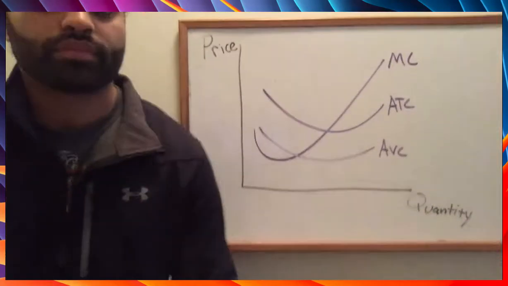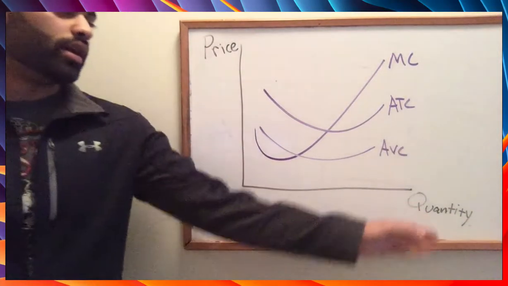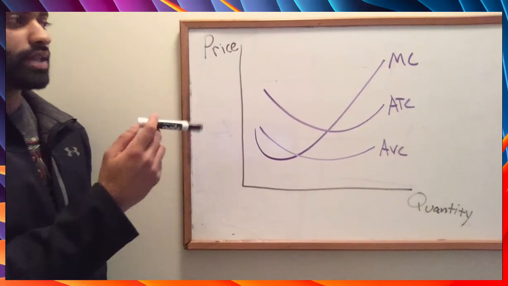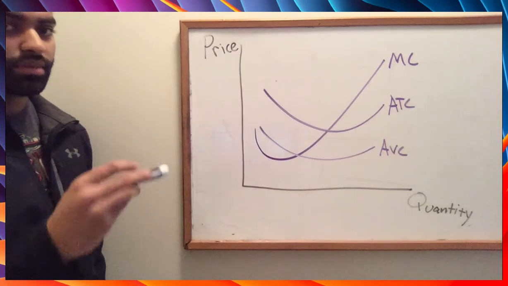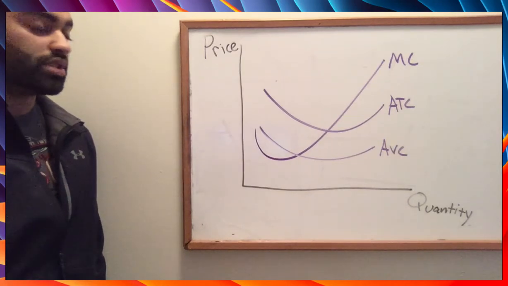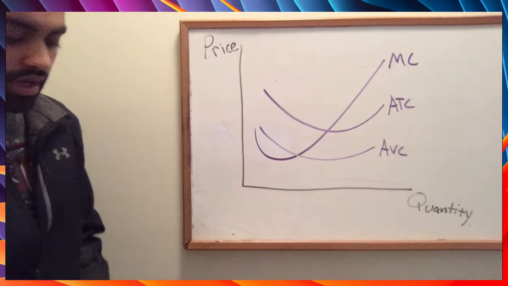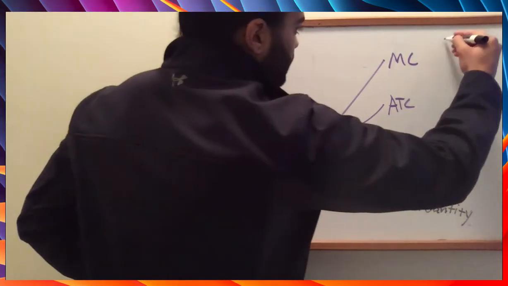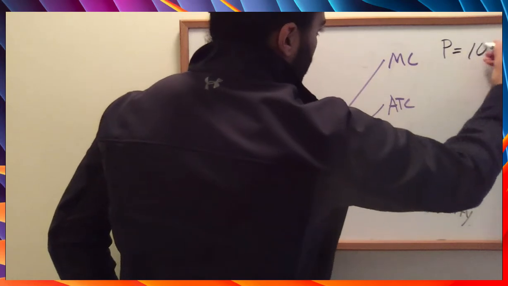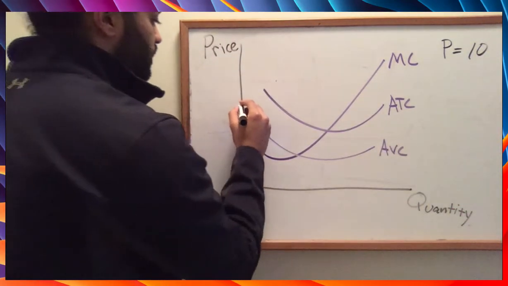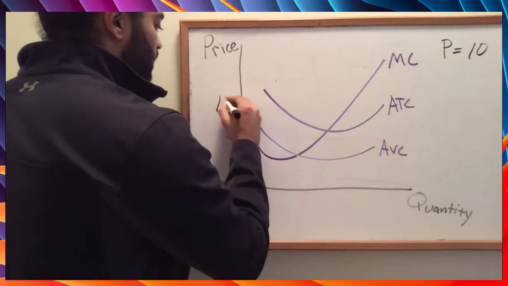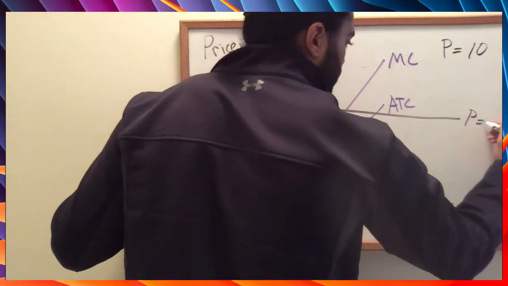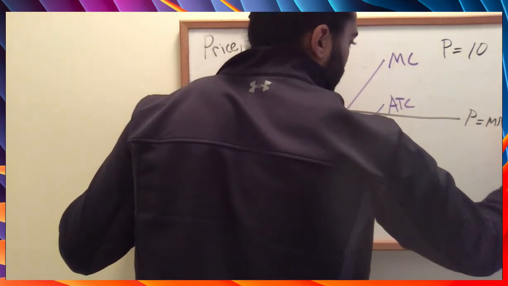So here I have price and quantity on our Y and X axes, and I've drawn in the marginal cost, average total cost, and average variable cost. These are some of the main ones you're going to need in your representation whenever you do these problems. So if I say we're in a perfectly competitive firm or market and the price is equal to 10, let's just say the price is right here. So this is 10. And if we draw a line going straight across, this is our price, which is equal to our marginal revenue, which is equal to our demand.